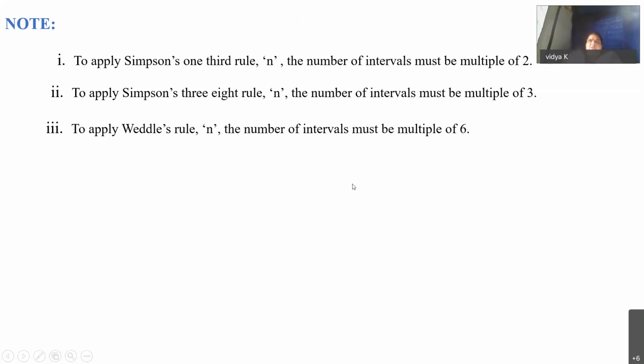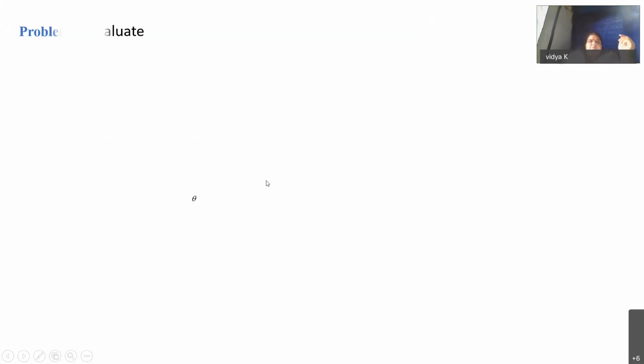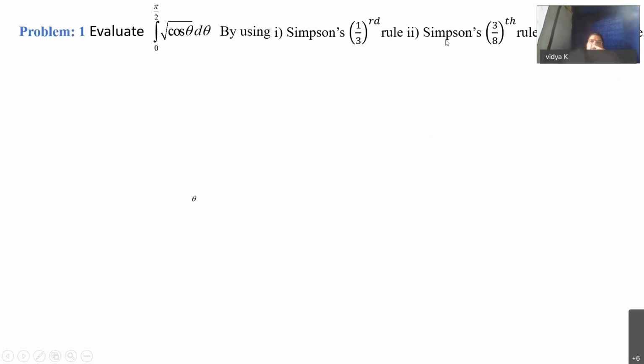Suppose they don't mention the rule. Usually they mention the rule, using Weddle's or using Simpson's 3/8. Then you can't change the formula. You have to do according to their asking. So here, you have to evaluate the integral from 0 to pi/2 of root of cos theta using Simpson's. I have done this using all three. In the examination, there is no need to do the problem with all three methods. Whatever rule they ask, only that rule you apply. Here I took all three because I want to save time.